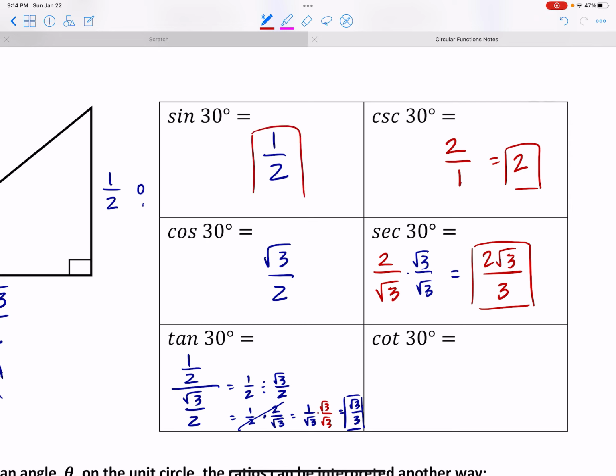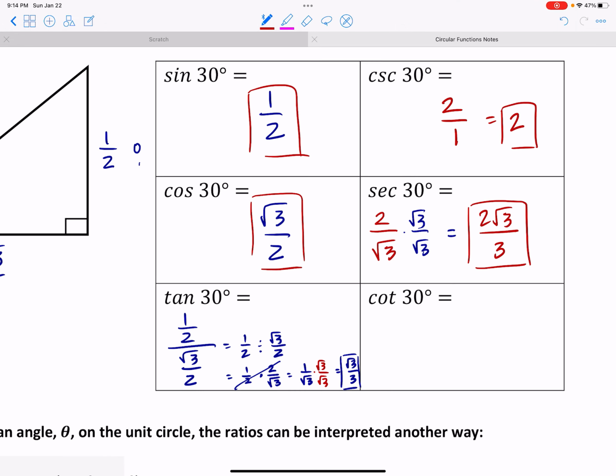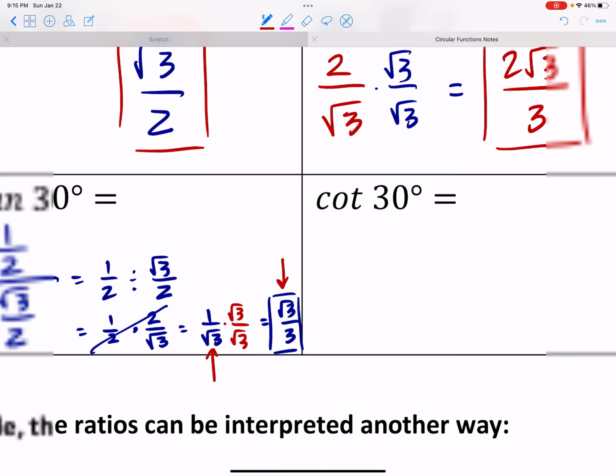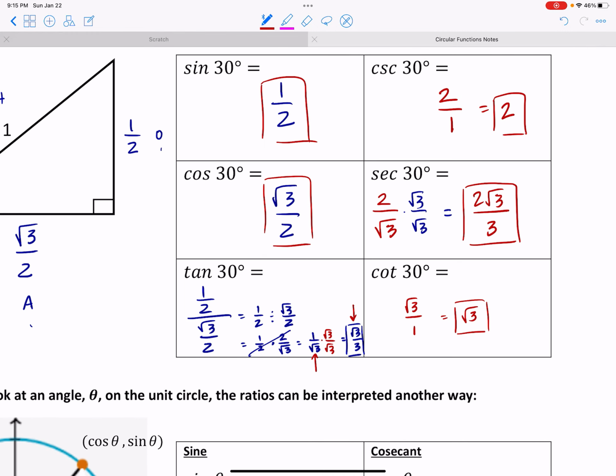And then lastly, we want the ratio for the cotangent of 30 degrees. So cotangent I know is going to be the reciprocal of tangent. Now, I could take the reciprocal of this form here, but then that's going to require rationalizing the denominator. Or I could take the reciprocal of this form here, which is already rationalized. So for the cotangent of 30, we're going to say radical 3 over 1, which would obviously just be a radical 3.